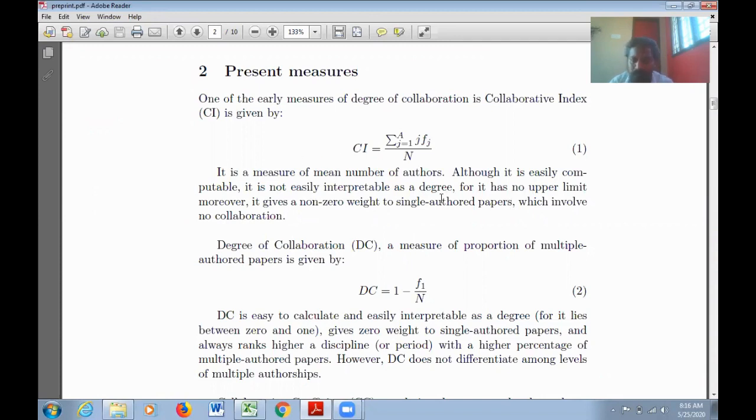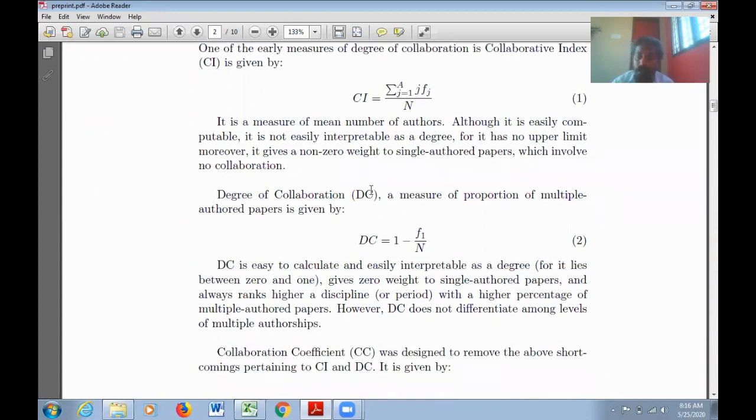To overcome this problem, they calculate DC. Why? DC gives 0 weight to single author papers. While calculating DC, we are not going to take into account the contribution of single authors, because we bother only about collaboration. Why should we bother about the papers contributed by single authors? So that is the problem with the CI. To overcome these shortcomings, in DC, I take only multi-author papers. So the problem of CI is rectified in DC.